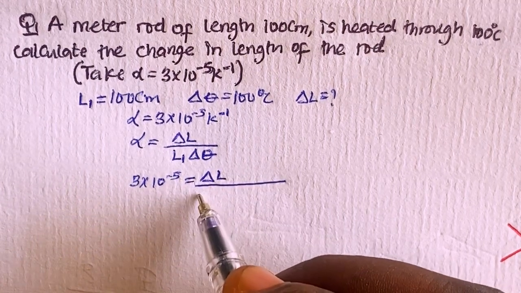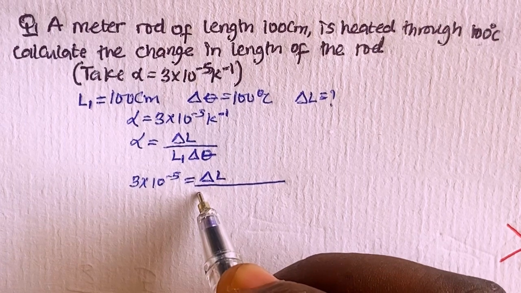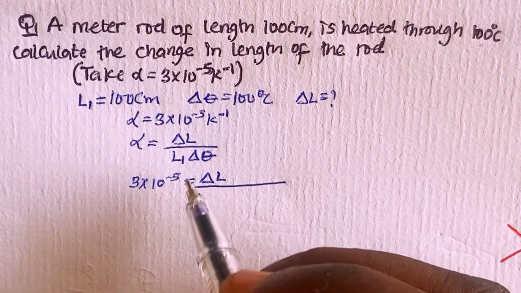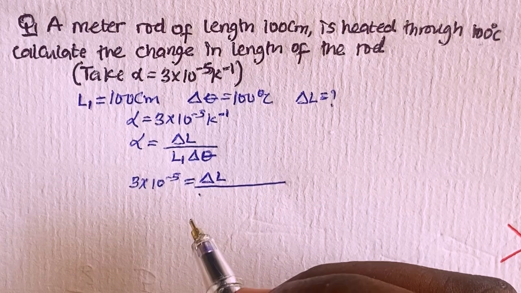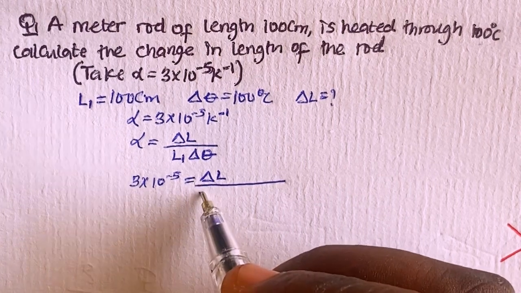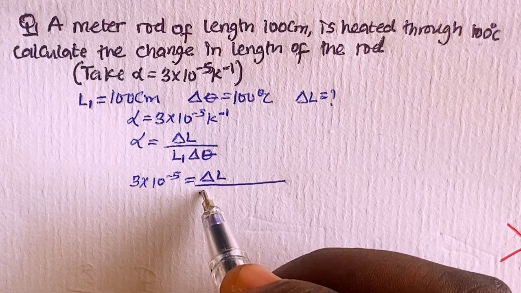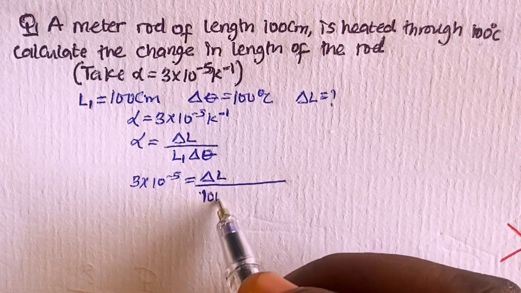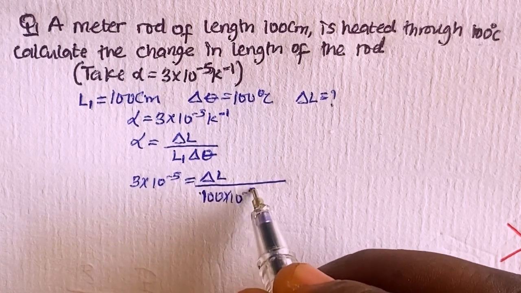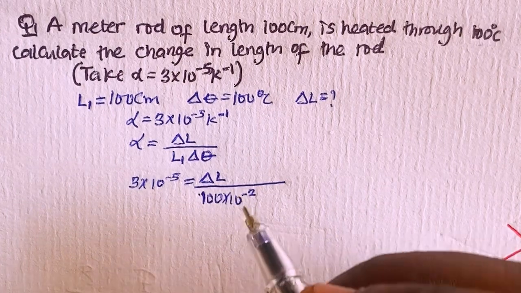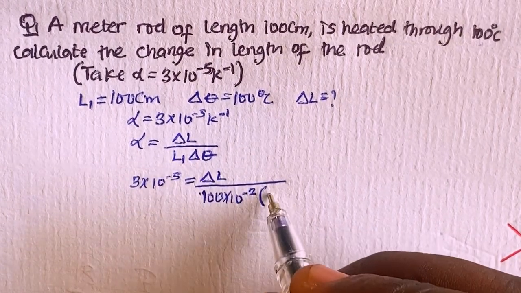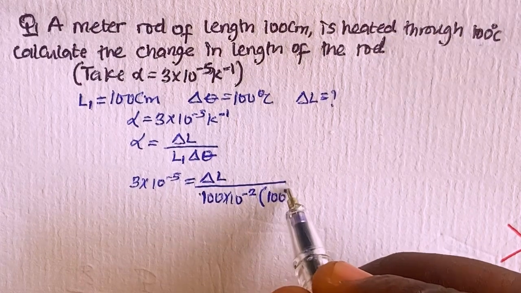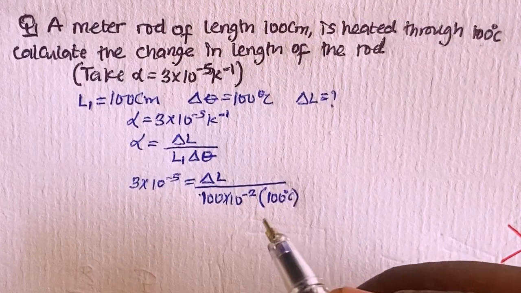my original length, which is 100 centimeter, but I need to convert it to meter. That means I'll be multiplying my centimeter by 10 raised to the power minus 2. So here I have 100 times 10 raised to the power minus 2, then in brackets my change in temperature, which is 100 degrees Celsius again.